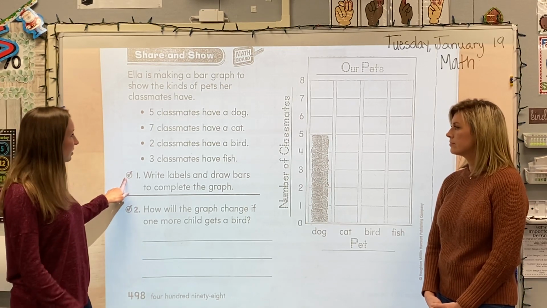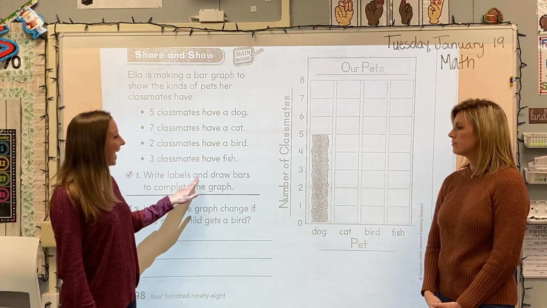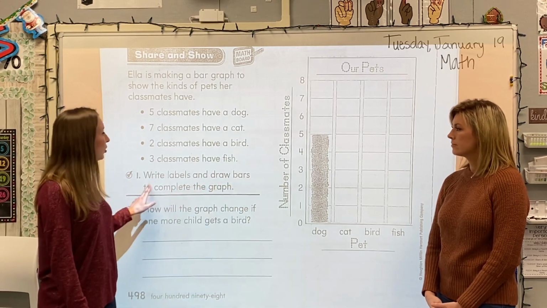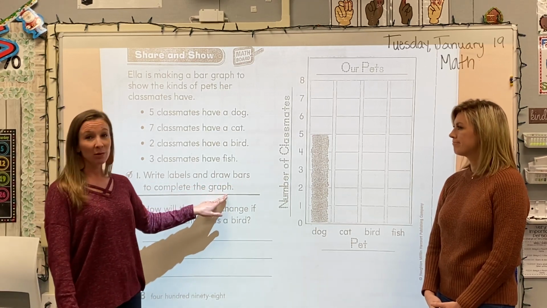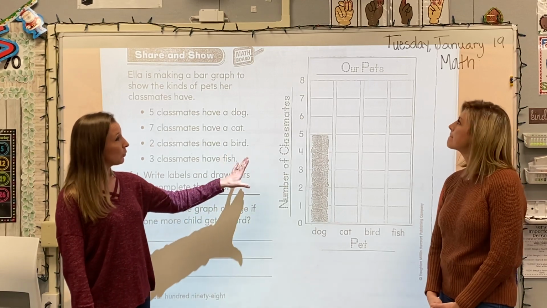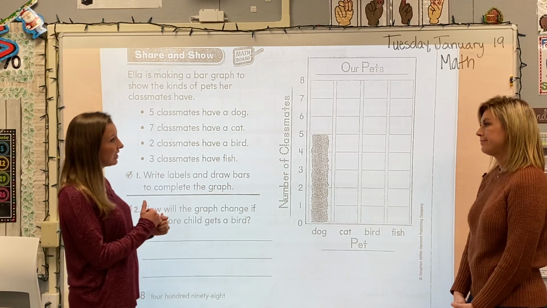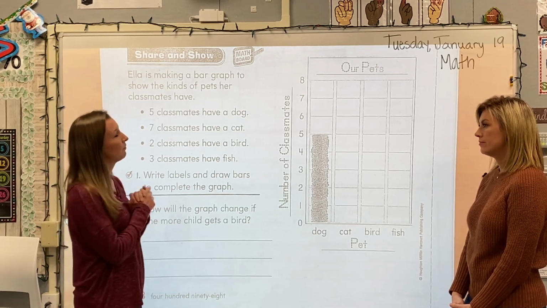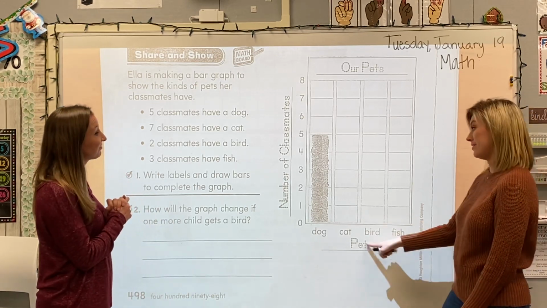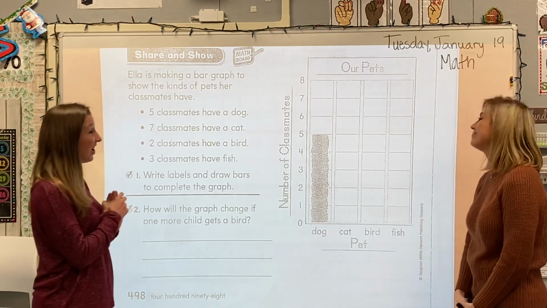Number 1 asks us to write labels and draw bars to complete the graph. Now, some of the work is already done for us, but we're going to make sure that we talk about all of the correct labels that a bar graph needs and how to fill it in correctly. Because I think on the back, they have to fill these in on their own, huh? They sure do.